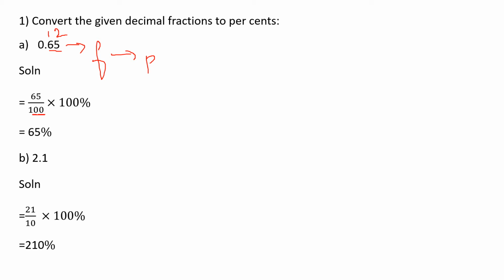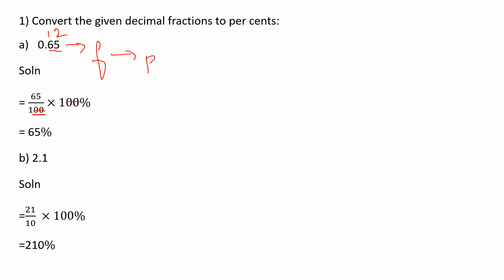After the decimal point there are two digits, so you will be dividing by 100. 65 divided by 100, and we want to convert it into percentage, right? So multiply by 100 percent. Now cancel it. These two zeros get cancelled, so we'll be getting 65 percent. We have seen examples like this in the previous class, right?